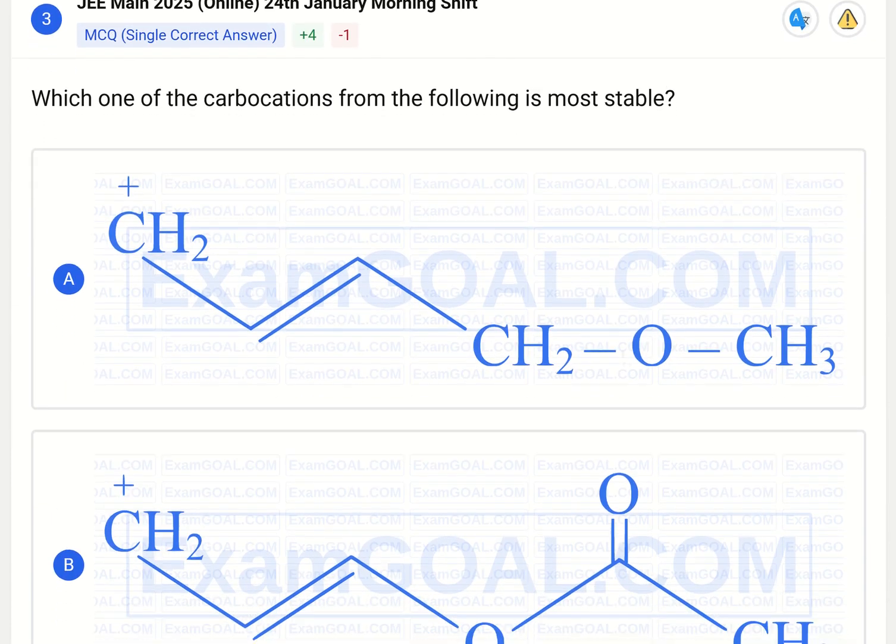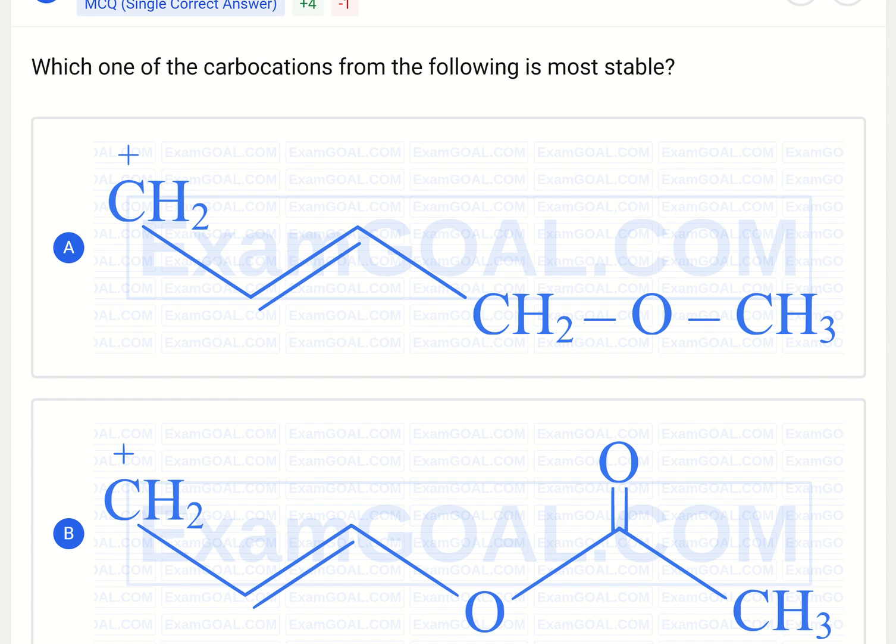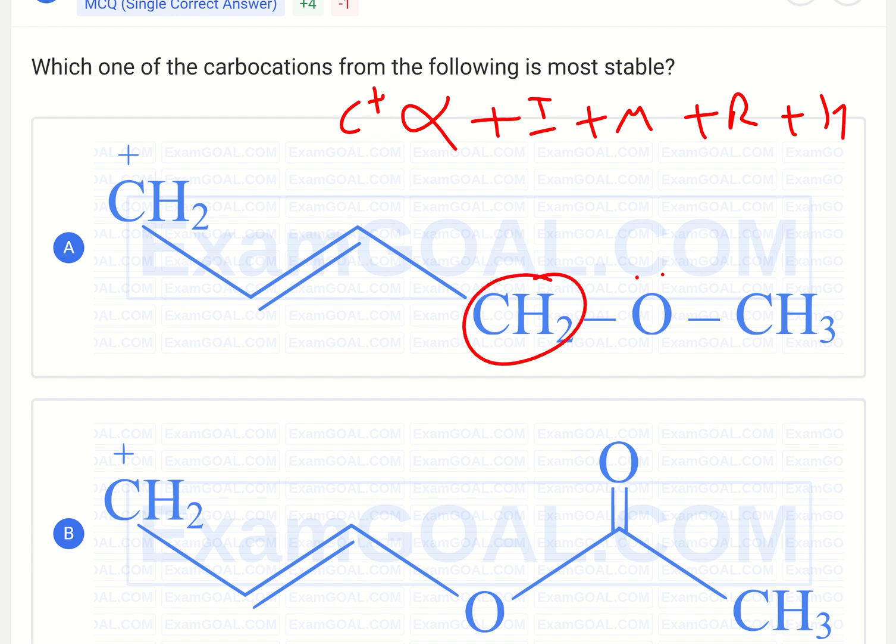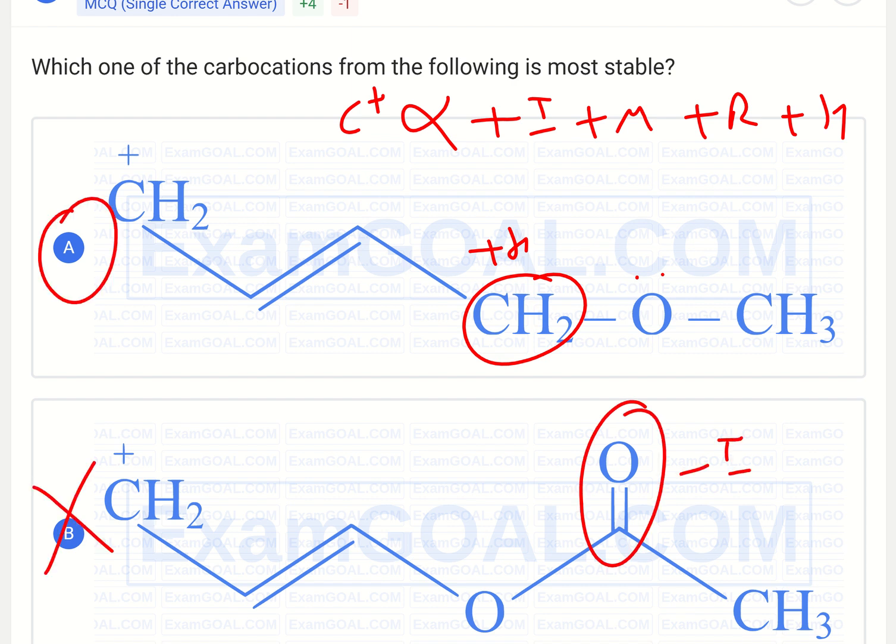Moving to the next question. Which of the following carbocations is most stable? Okay, stability of carbocation is directly proportional to plus I, plus M, plus R, plus H. Here oxygen is having a lone pair, but this will give you plus H, only hyperconjugation. Here we have got minus I, means B is not my option. A can be my option.